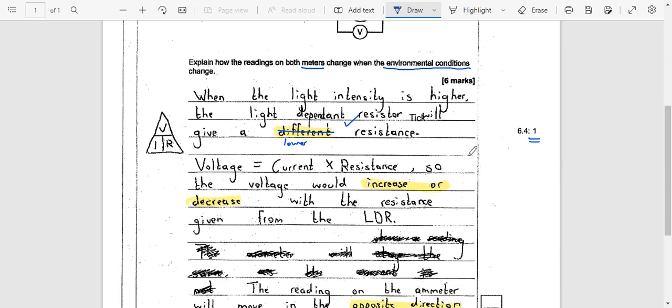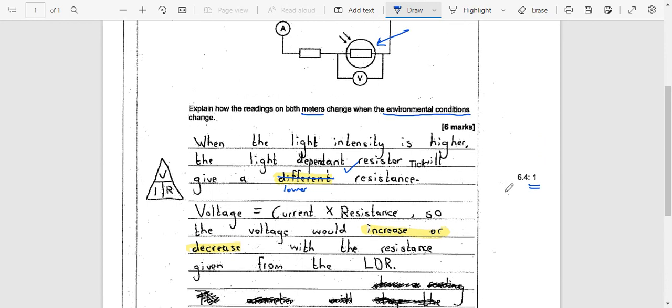They've then gone on to say voltage is current times resistance. So the voltage would increase or decrease. Well, actually, if the resistance is lower, then less energy will be needed for the current to flow through the resistor. If less energy is needed, that's the same as me saying the voltage will decrease. So I'm going to cross out increase. So the voltage would decrease. So the voltmeter reading would decrease because less energy is needed to get through a lower resistance.